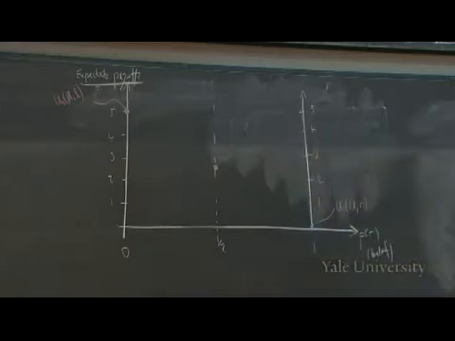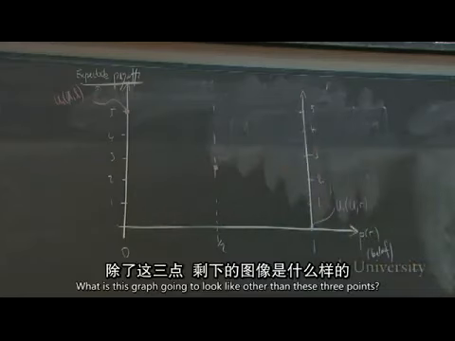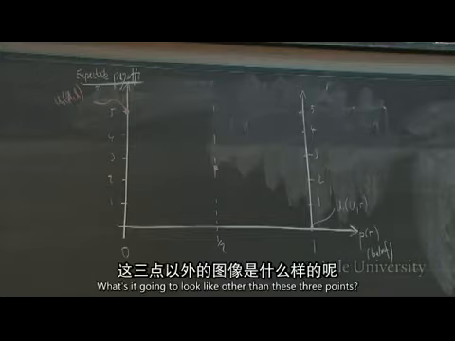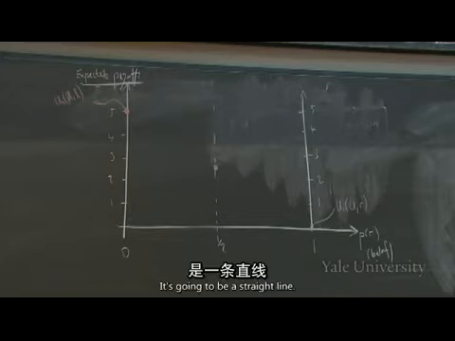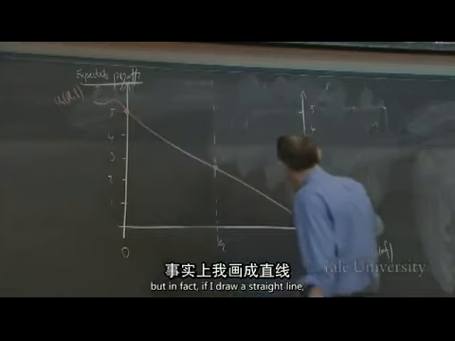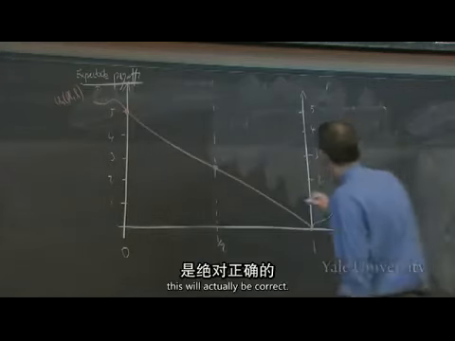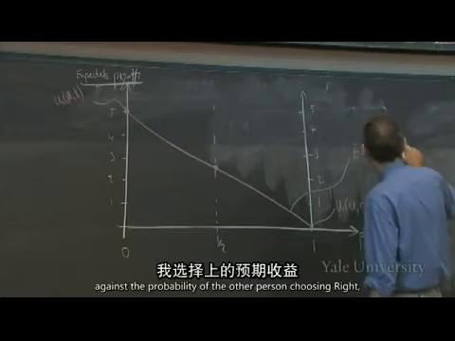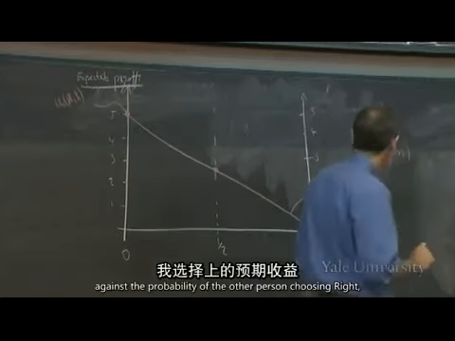And what is this graph going to look like other than these 3 points? It's going to be a straight line. You can confirm that for yourself at home, but if I draw a straight line, this will actually be correct. So this is my expected payoff from choosing up against the probability of the other person choosing right.